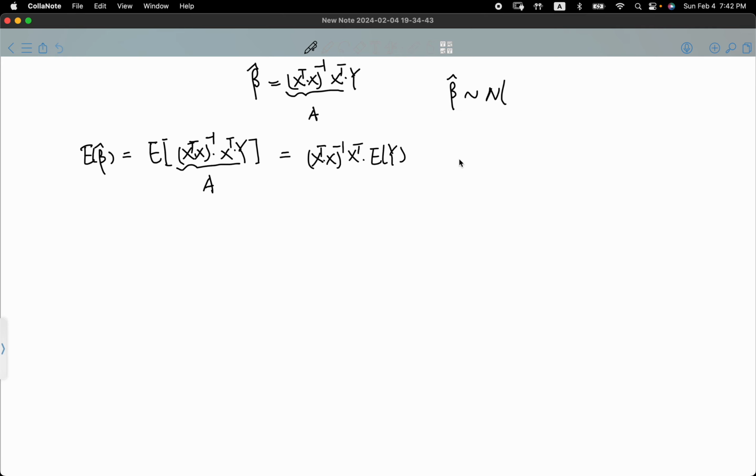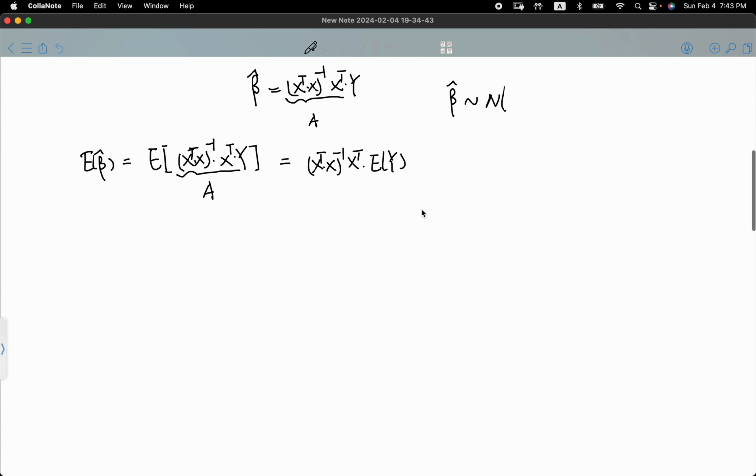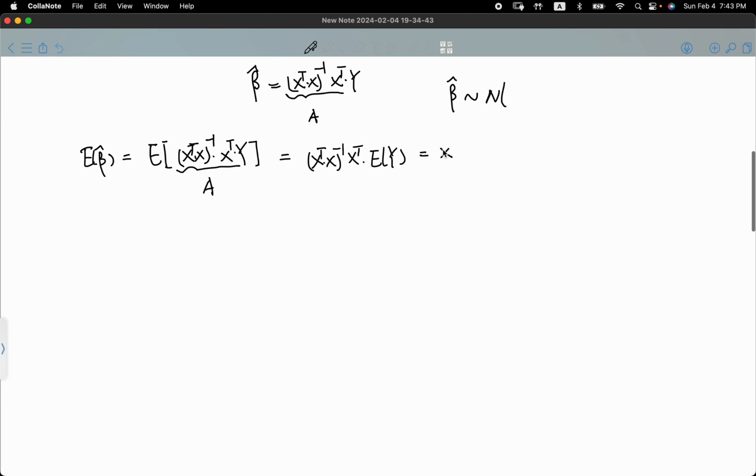Okay, expectation of Y, that's what we have earlier from here. Mean of the random variable Y. So let's plug in X transpose X inverse X transpose multiplied by X transpose beta. This is equal to beta because this X transpose X inverse cancels out with the X transpose multiplied on the left of X. We only have beta. So you know that the beta hat is a normal distribution centered around the true beta here.